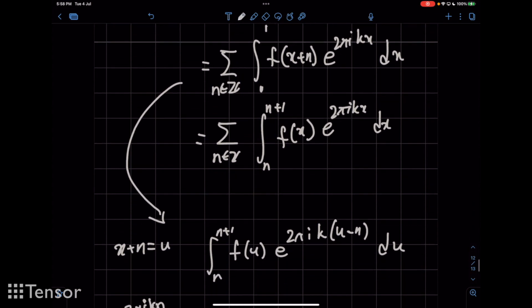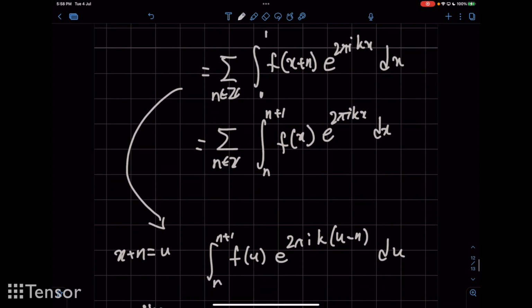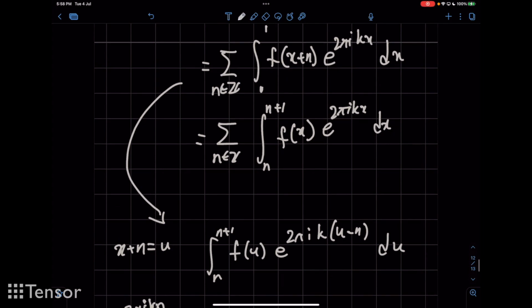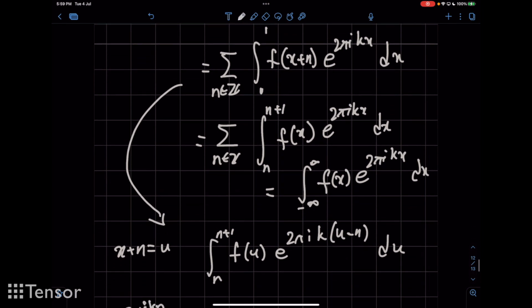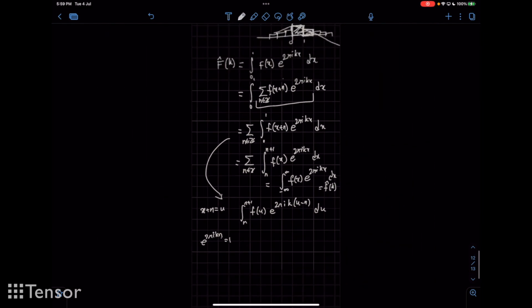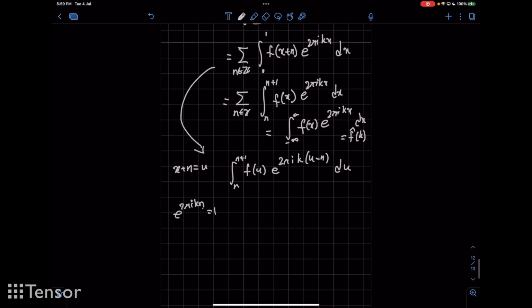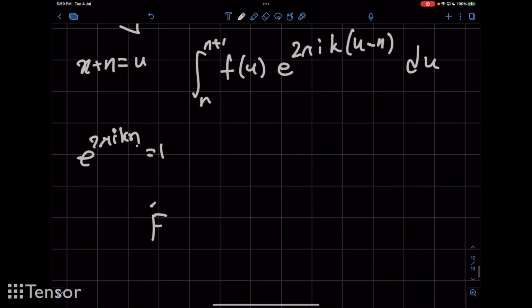Yeah. So this is the thing. And of course, now we can write this as an integral from negative infinity to infinity of f of x e to the 2 pi i kx dx. And what is this? This is nothing but the Fourier transform of f at k. So what did we prove? We proved that the Fourier transform of capital F is the same as the Fourier transform of small f.